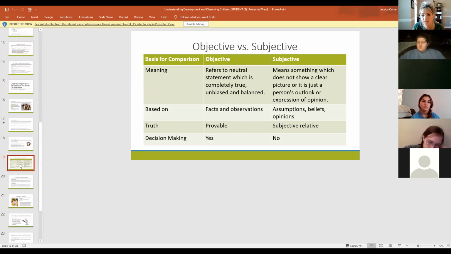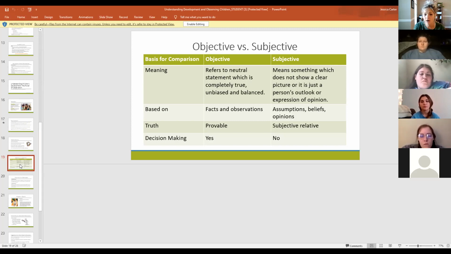So I mentioned objectivity versus subjectivity. And here's a visual on what makes those two ideas different. When you're looking at something objectively, it's a neutral stance. So it's completely true, unbiased, balanced, not impacted by your own opinions or ideas. And something subjective means that it doesn't necessarily show a clear picture of what happened. It's based on another person's opinions or their own outlook. Objective observations are going to be facts, whereas subjective is more opinion, belief, assumption.